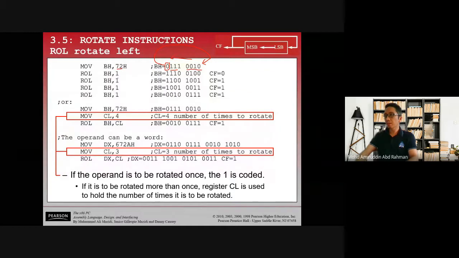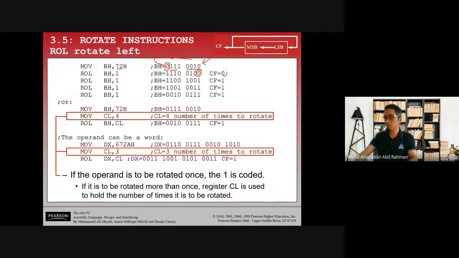Rotate to the left. For the first one, 0 will be brought to the least significant bit over here, so CF is 0. Then all of these 7 numbers are shifted to the left, so it will be 11100100. Next we have number 1, so CF will be 1. So 1 is being brought over here, and all the others follow: 1100100. And next follows the same, also 1 to be carried over here.